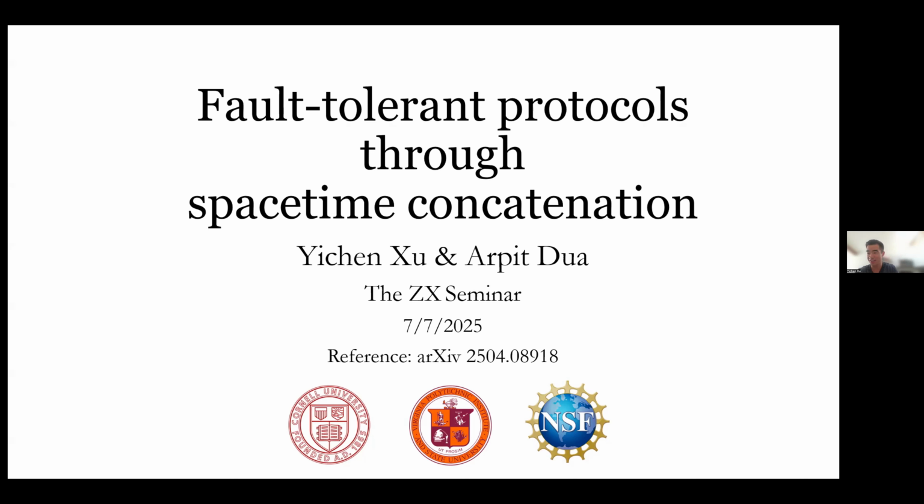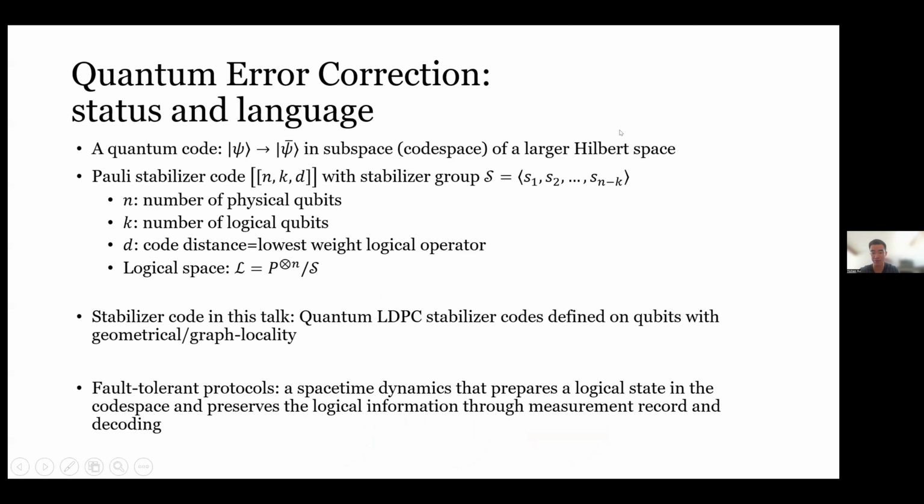So yeah, it's quite challenging for me to talk to an audience that's very familiar with ZX calculus. So I'm not starting with ZX calculus, but just doing a very basic review of quantum error correction, since this talk is about fault-tolerant protocols. What we mean by a quantum code is basically we have some quantum state that we want to protect against all sorts of defects and noises in realistic quantum devices. So what we do is we encode the quantum state into a larger Hilbert space, so that the code space is basically a subspace of the enlarged Hilbert space.